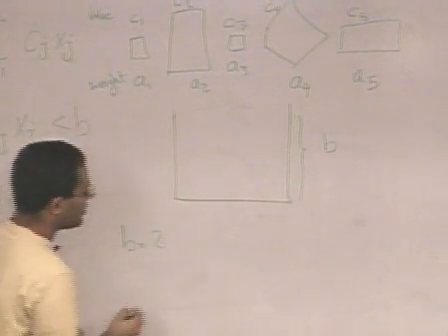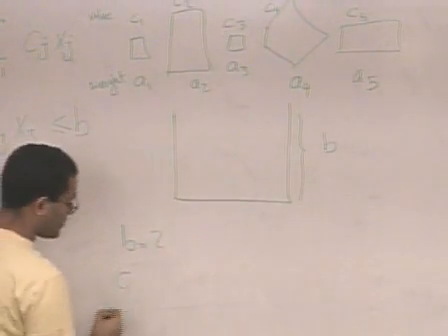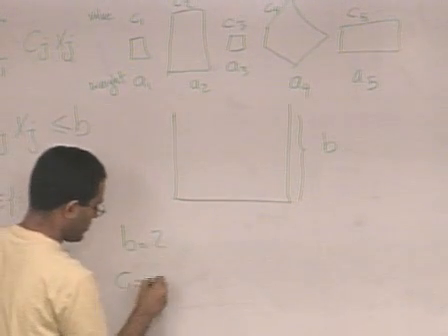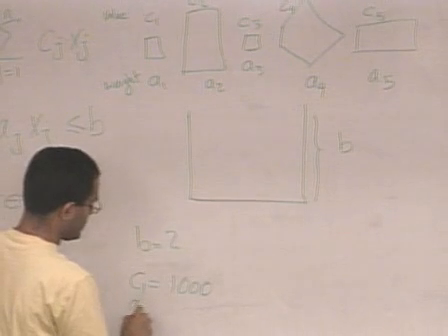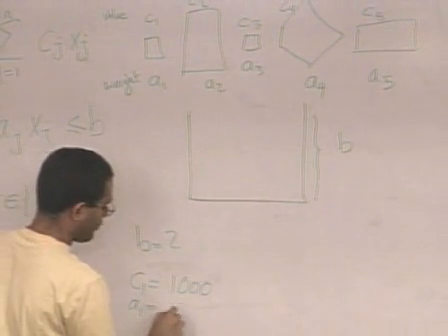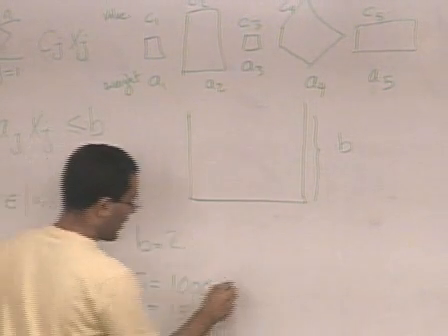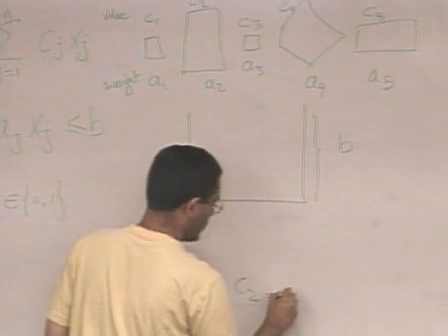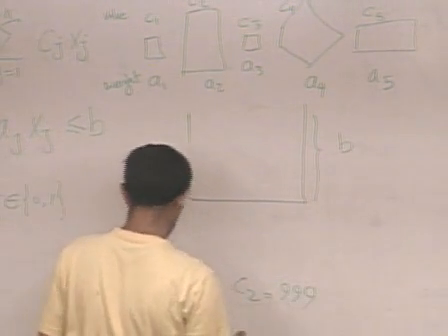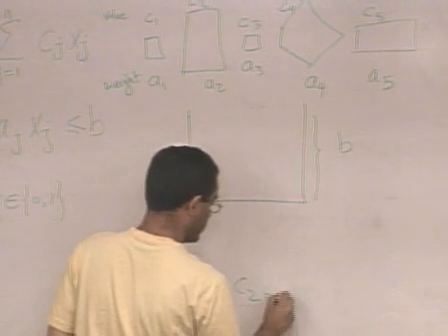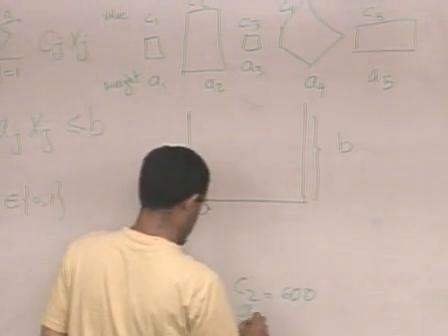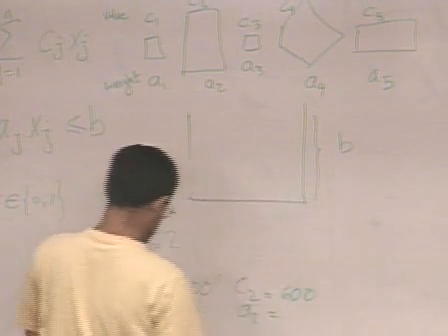Because think of it like this. Assume that our b is equal to 2. And our first object has the value of, let's say, $1,000. And its weight is equal to 1.5. And my second object has a value of, let's say, 600. And it has a weight of, I'm trying to make good numbers.